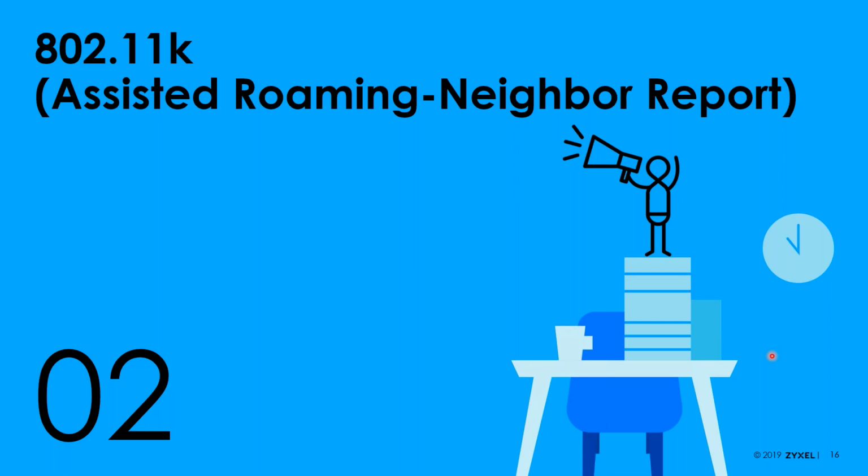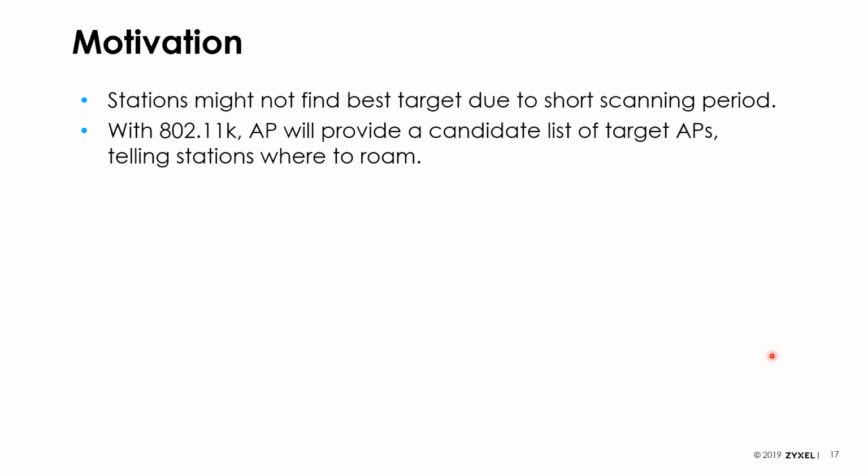Okay, then 802.11k, or also known as Assisted Roaming Neighbor Report. So what is the motivation behind this is that clients, since they need to know their environment, they need to do scanning, and that scanning might take some time for them to discover the best possible AP for them to roam to.